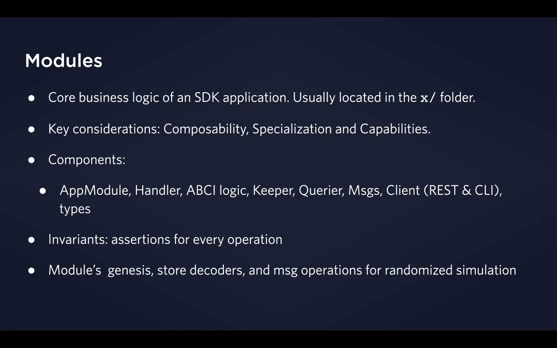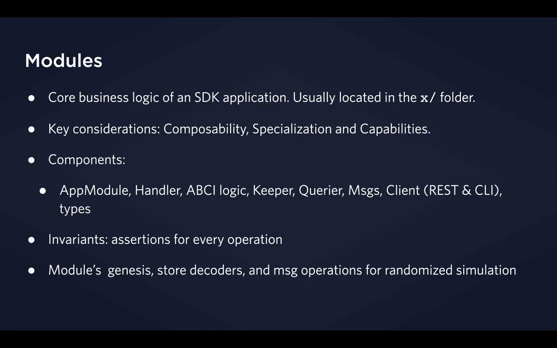When you're writing modules, you need to have some key considerations. One is composability, that an application needs to be composed of different modules. Specialization, that each module needs to be specialized on only a single thing. So we have the bank module that handles supply and accounting for balances. And we also have the staking module, for example, that handles how the proof of stake logic works on the SDK. And these modules are secured using capabilities, so each module has a reference to a single KV store key.